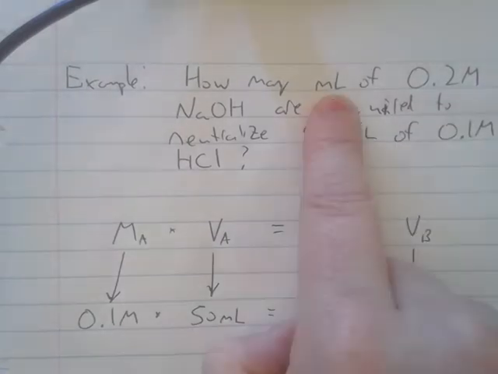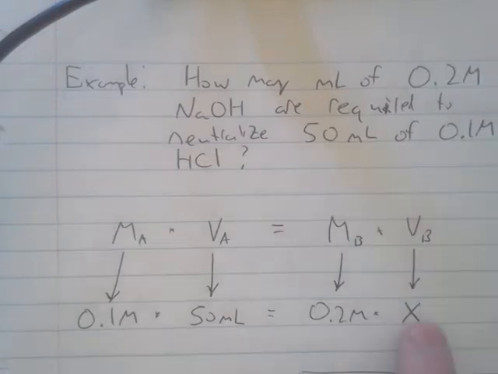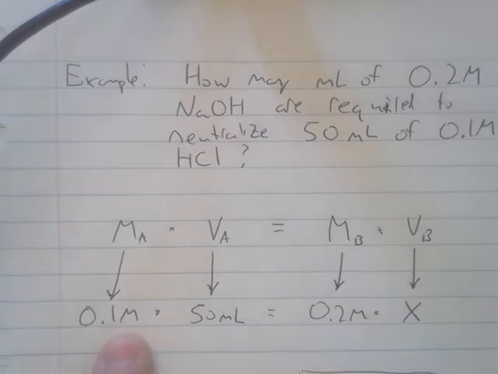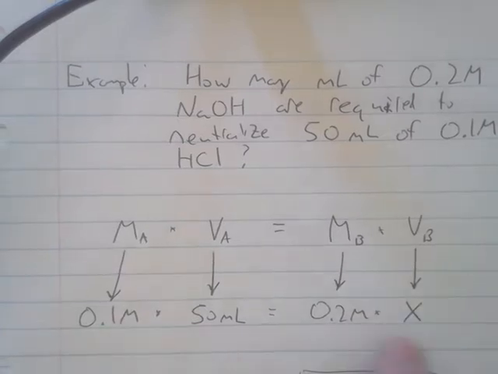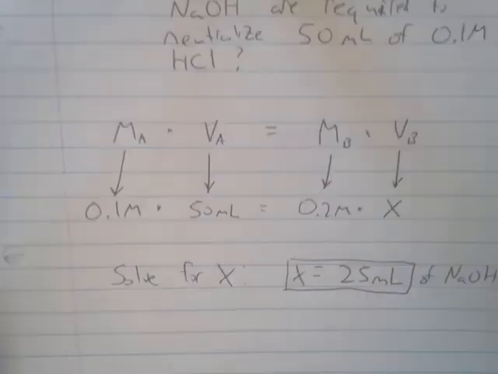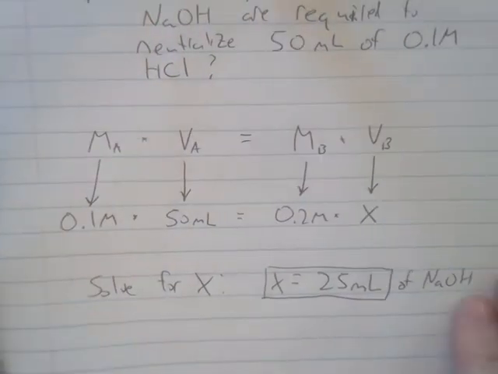I don't know what it is, I'm going to solve for it. So 0.1 times 50 equals 0.2 times X. If you pull out a calculator and solve for X, you will get X is going to be equal to exactly 25 milliliters of NaOH, 25 milliliters of base.